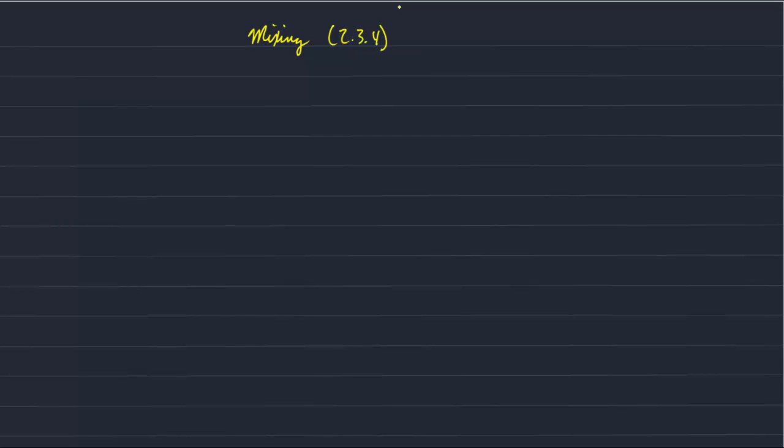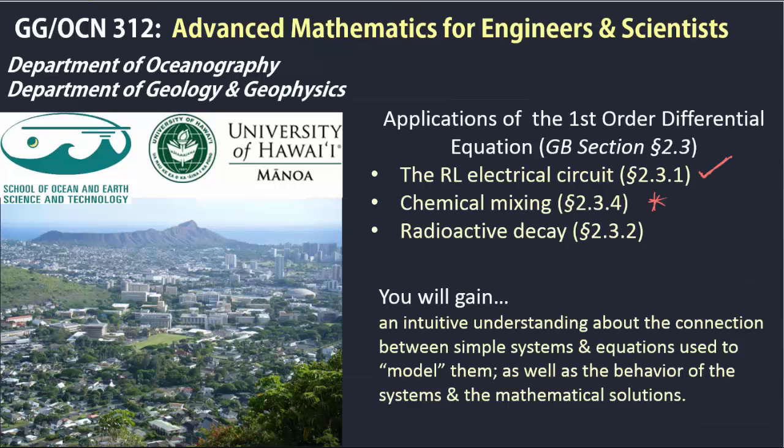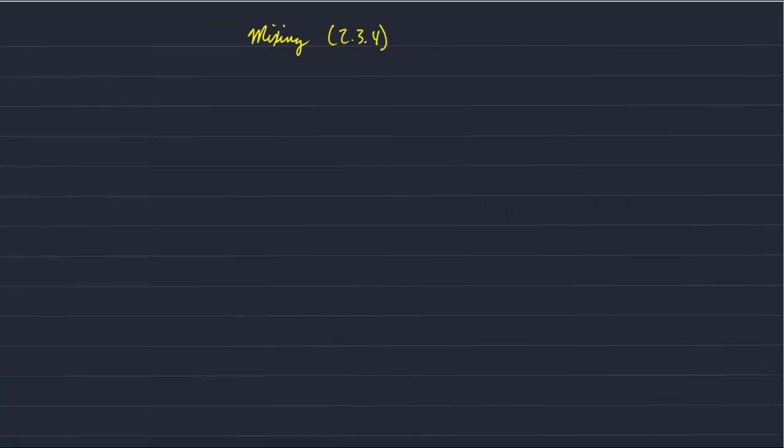2.3.4, and I'd also like to remind you to keep your objective of gaining an intuitive understanding between the simple systems and the equations that describe the systems as well as their behavior. That's what you're going to gain from this. So here we have, let's imagine we have a bath of fluid, and I'll just draw it as a simple, just like Greenberg does, as a rectangular tank.